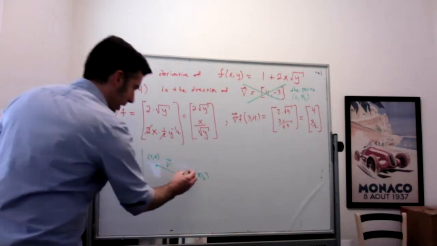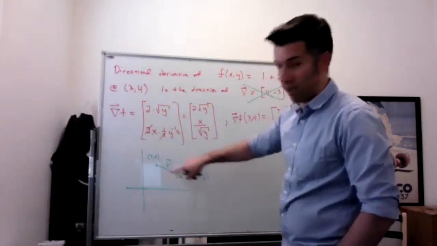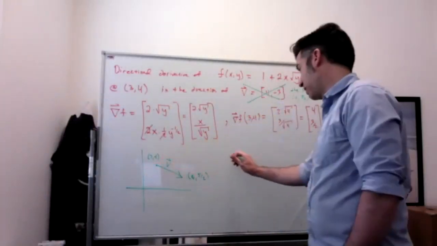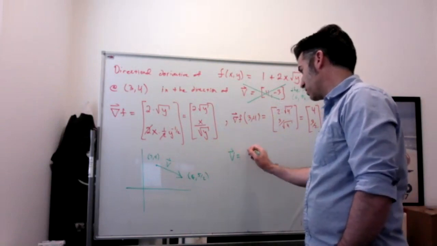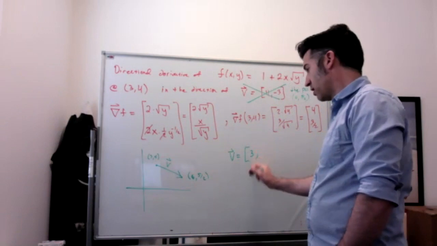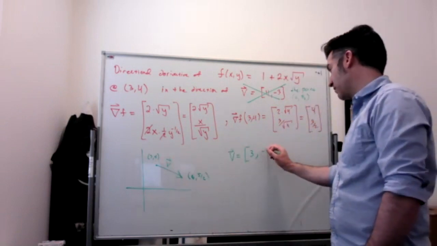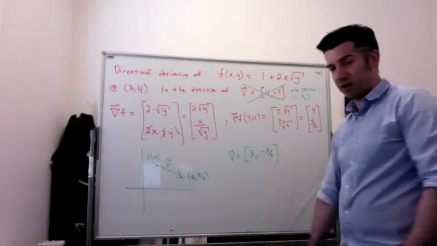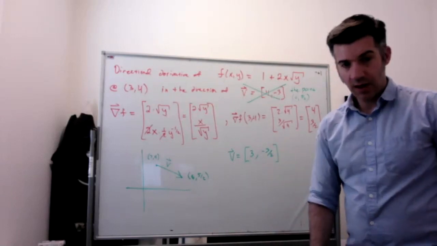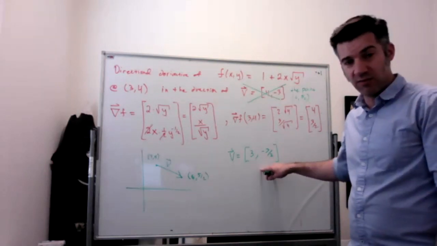And so to find that vector v, we have to do these points minus those points. So the vector v is going to be 6 minus 3 for the x coordinate, and 5 halves minus 4, which is 5 halves minus 8 halves, which is -3 halves for the second coordinate. And now we want to find the magnitude of this.